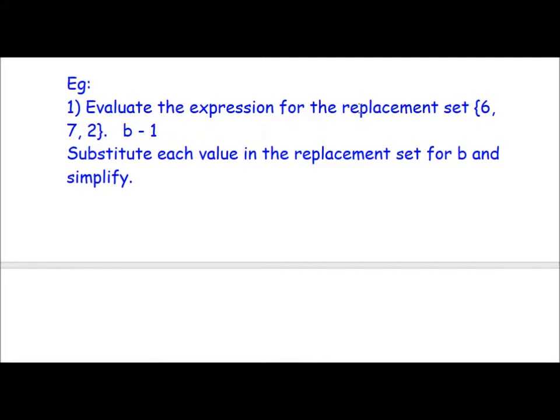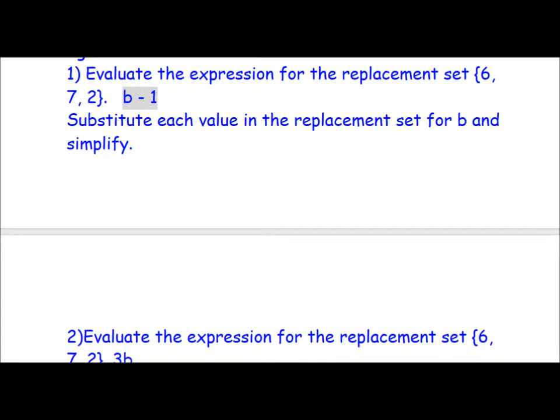So for this one, we have to calculate the set which is b minus 1, given b as a set of 6, 7, 2. Now we have to calculate a different set, which is b minus 1. So what we need to do is substitute each value in the replacement set for b and simplify. So instead of 6, we write 6 minus 1. Instead of 7, we write 7 minus 1. Instead of 2, we write 2 minus 1.